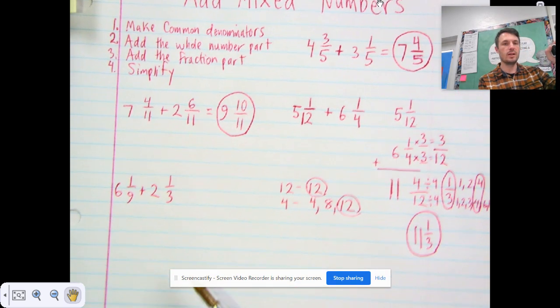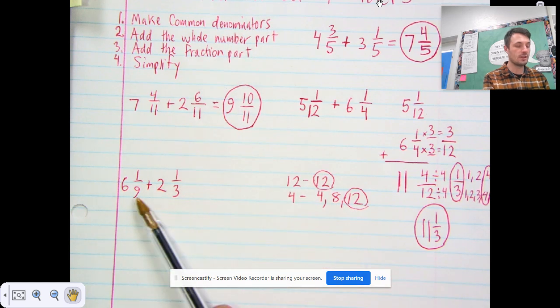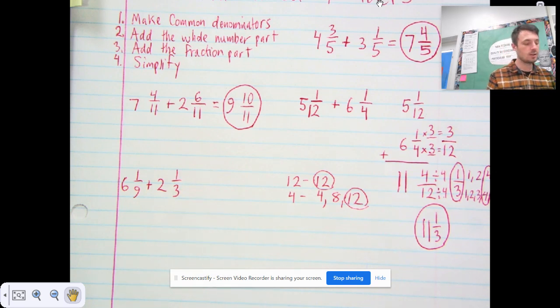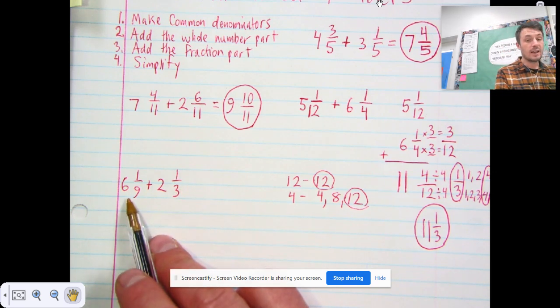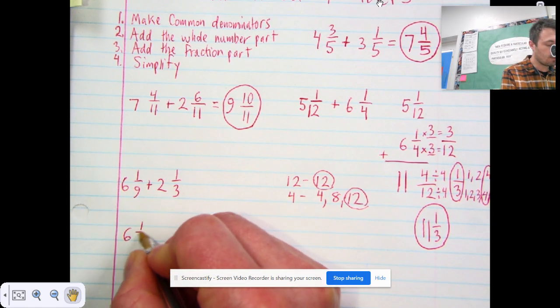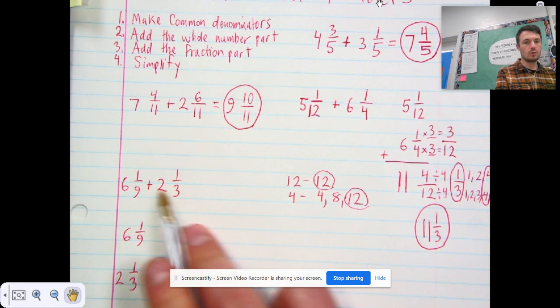Now, step 1 is make common denominators, and we do have to do that because 1/9 and 1/3 are not like fractions. They don't have the same denominator. And again, anytime you have unlike fractions, always start by stacking them. Never try to solve them long ways like this.